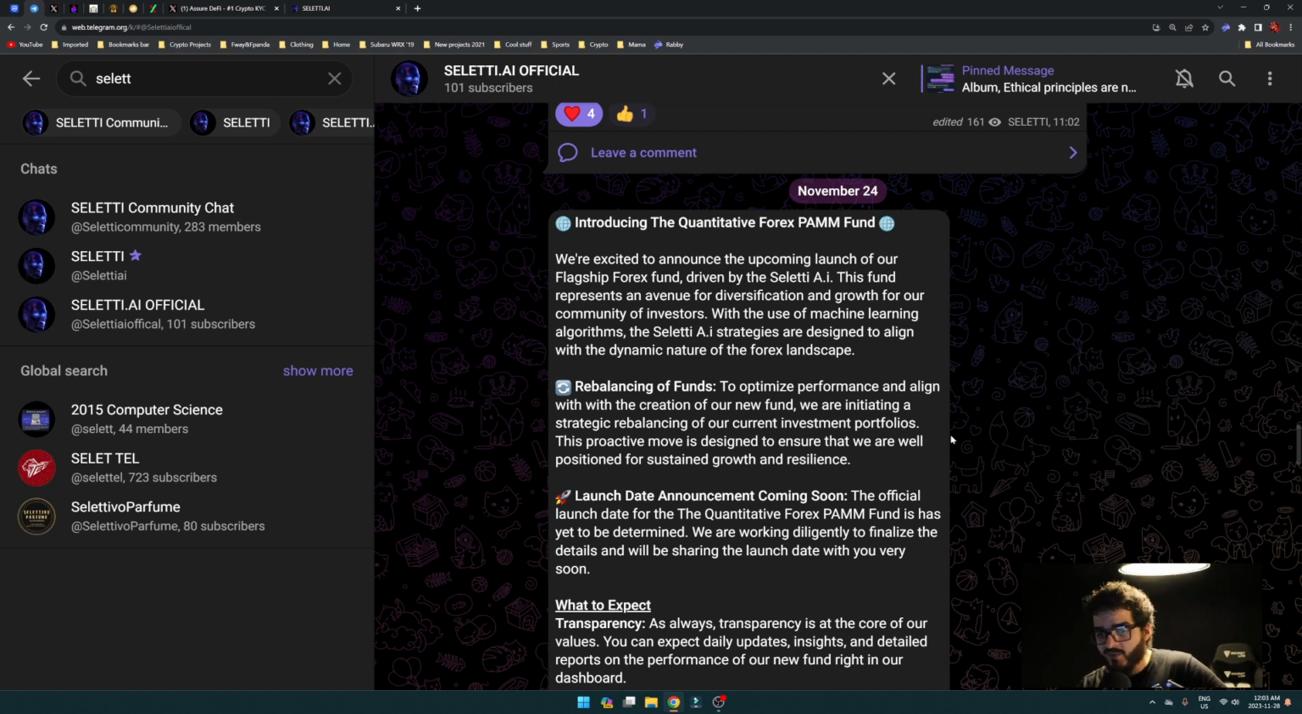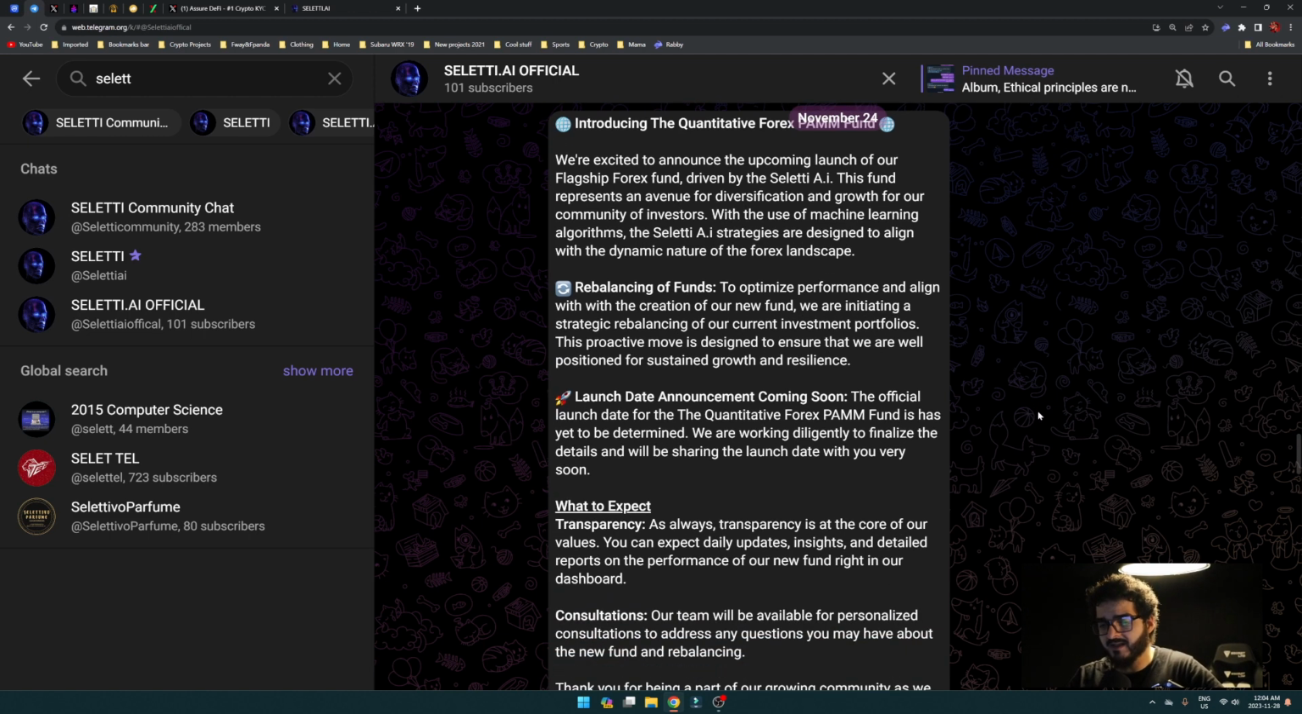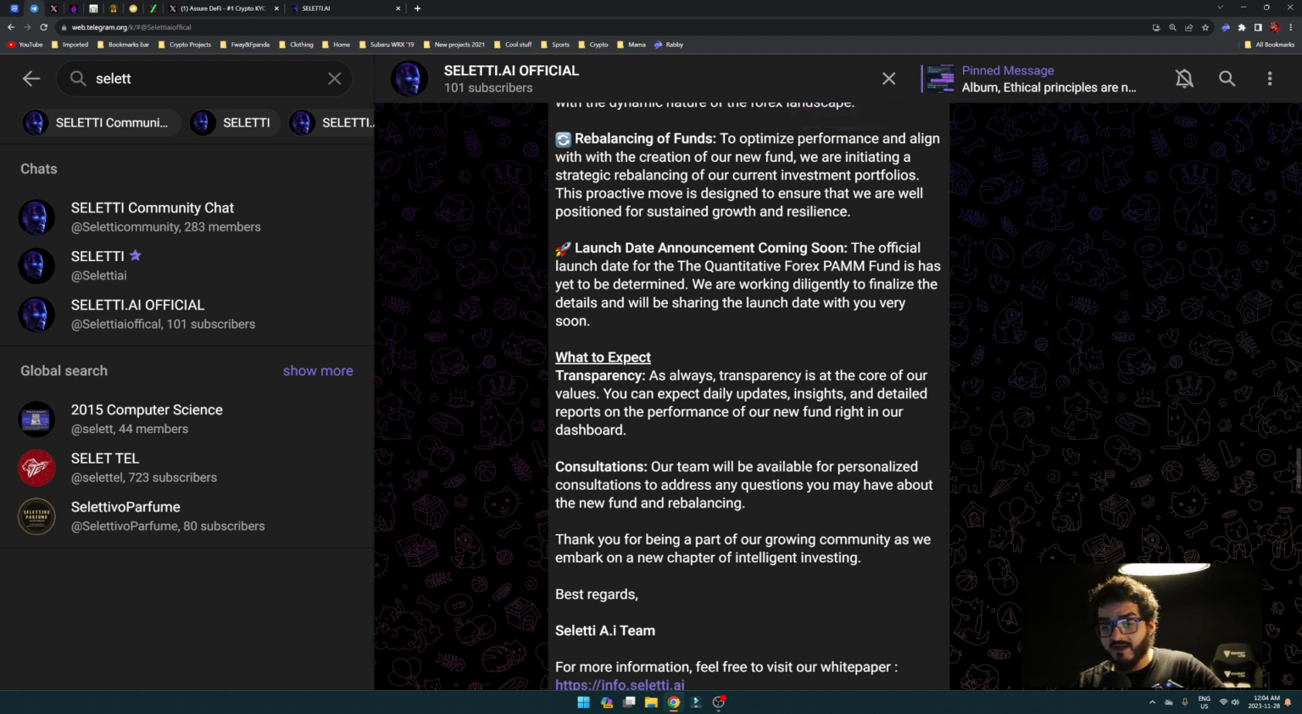Rebalancing of funds. To optimize the performance and align with the creation of our new fund, we are initiating a strategic rebalancing of our current investment portfolios. This proactive move is designed to ensure that we are all well positioned for sustained growth and resilience. So I'm not sure exactly how they're going to rebalance the funds. So I'm just going to keep my eye out and I'm going to watch from the sidelines. This is supposed to happen very soon. We don't have a date yet.